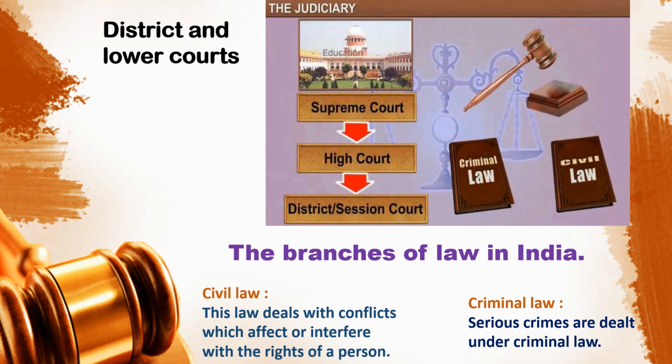Let's move on to the criminal law. Serious crimes are dealt with under criminal law. For example, theft, robbery, dowry, murder, etc. In these cases, the first step is to file a first information report or an FIR with the police. The police then investigates the matter and then a petition is filed in the court. If the charges are proved, then there are provisions for severe punishment.